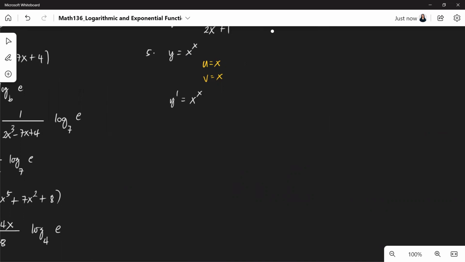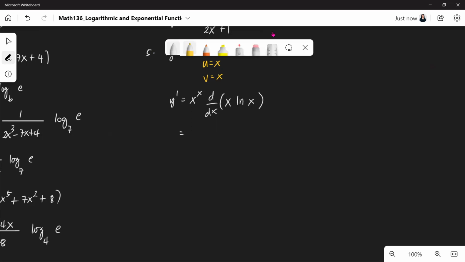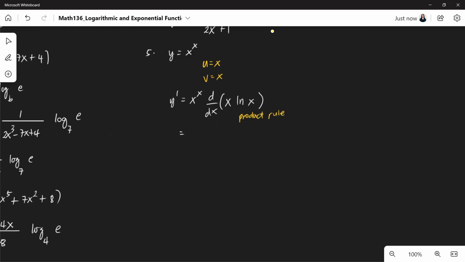So x raised to the power of x and then multiply it now with the derivative of v, which is x, times ln of u, so x ln of x. All right, so we have two different functions. No, x is algebraic and ln of x is a logarithmic function. And they are being multiplied, meaning we need to use the product rule here. Okay, I hope you haven't forgotten the product rule. So we are mixing different formulas now.